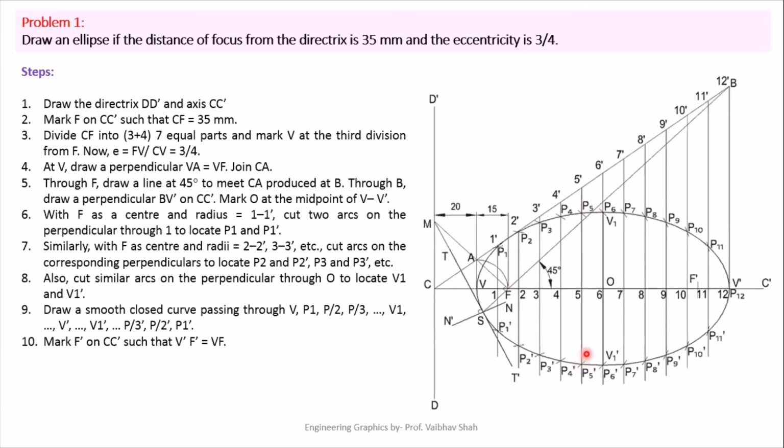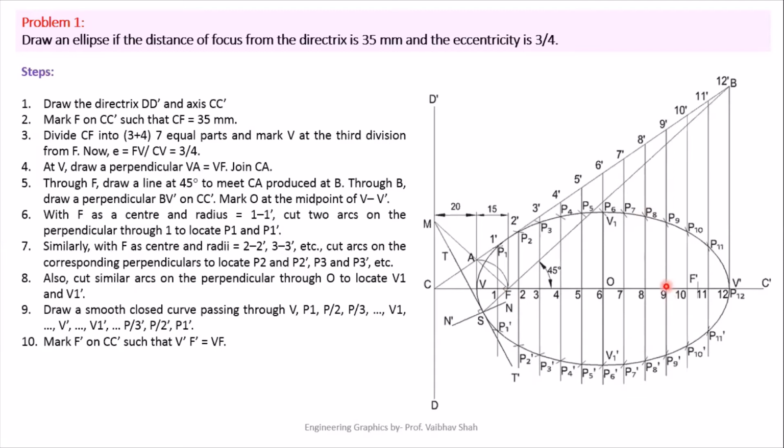P5 and P5 dash. Now select on your rounder 6 dash distance, put your rounder at F and cut this 6 line here and here to get P6 and P6 dash. Take the distance 7 dash, put your rounder at F, cut this 7 line here and here to get P7 dash. Select on your rounder 8 dash dimension, put your rounder at F, cut this line of 8 here to get P8 and P8 dash.